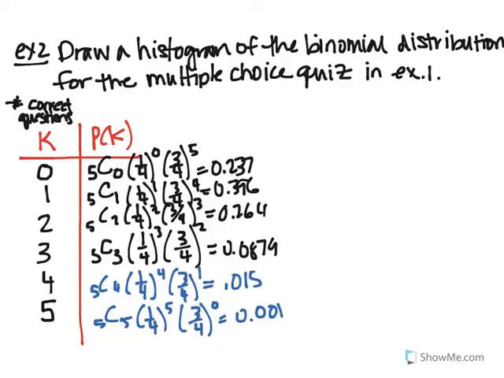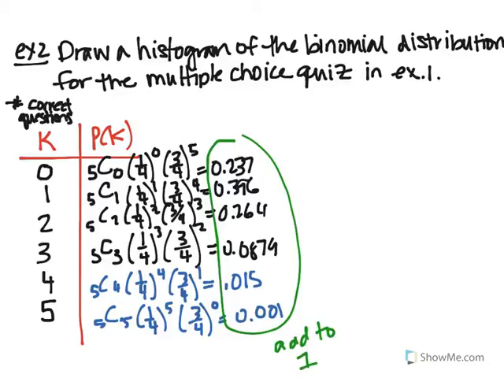Then what I have is a binomial distribution for all possibilities. These are all of my possibilities right here. If I were to add them all up, they should add up to 1. I'm going to make that note here, because if these are all the possible outcomes, they should always add up to 100% or 1. So on the x-axis, I'm going to put our k's, which is our number of correct questions.